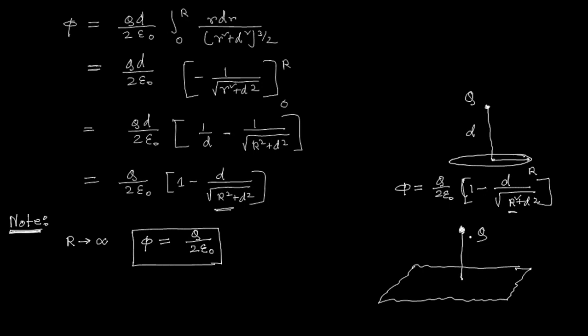If it is a positive charge, then the electric field will go in this way. So in this case, flux will go from up to downward. Okay.